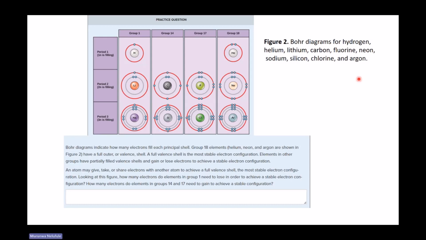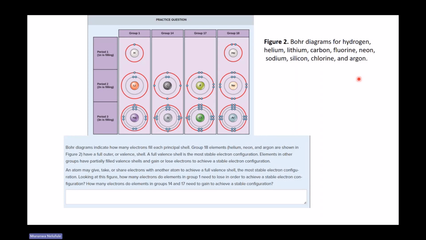Hi, sir. Yes. The group one elements need to lose one electron, and group 17 need to gain one electron. So, for example, the Na and the Cl, when they bond together, the group one gives away the electron to the Cl to form a stable configuration. Then for group 14, since they have 4 valence electrons, they need 2. I'm not sure, but that's what I'm thinking. They need to gain 2, group 14. Yes, they need to gain 2. I'm not sure, so I'm just assuming.